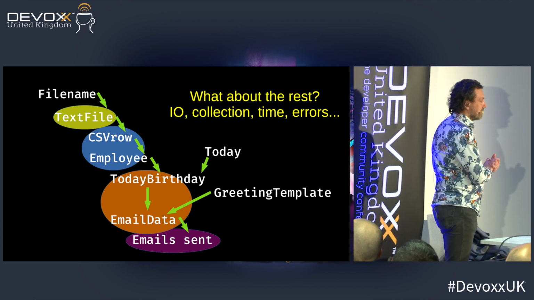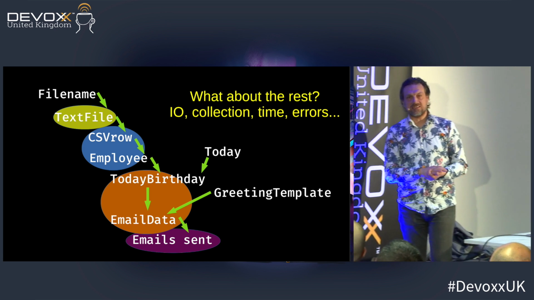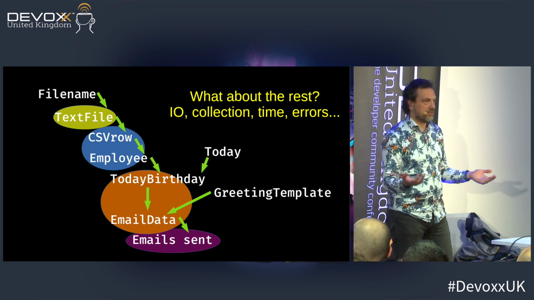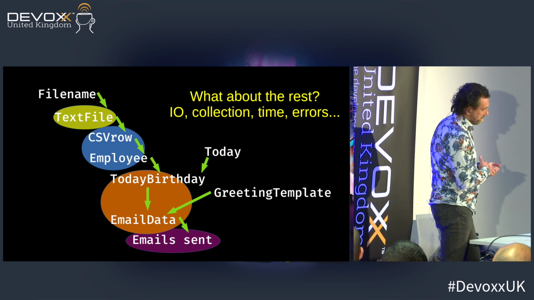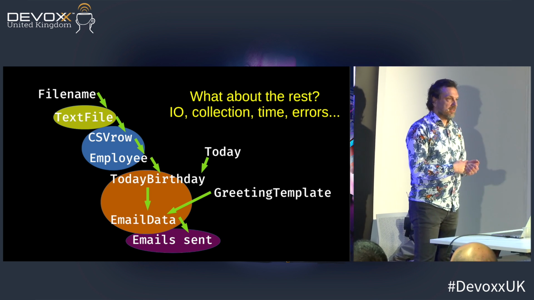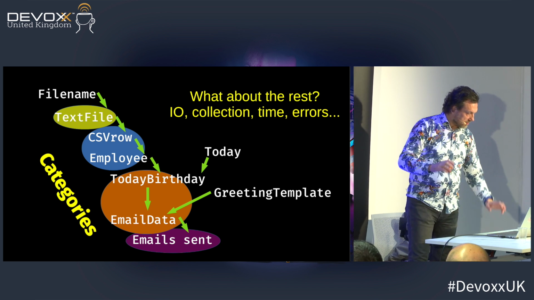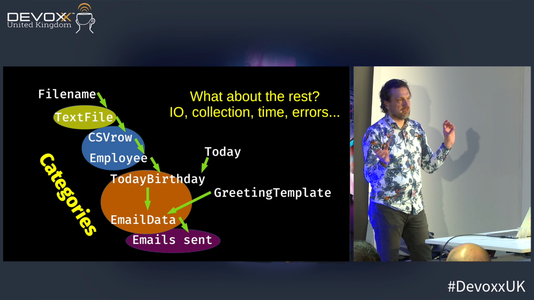What about all the other stuff? Because it's easy to say, okay, I don't want to use a database, but at the end of the day, we're using a database. We're using collections. We use I/O, errors, time. And the idea is that basically some transformations are in the same category.